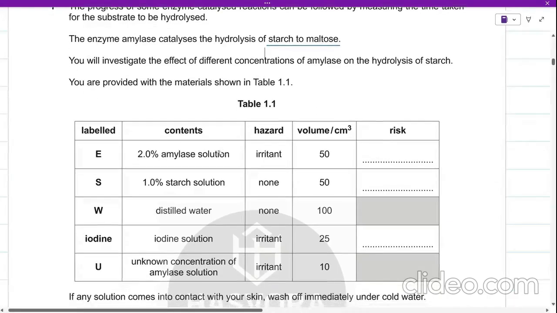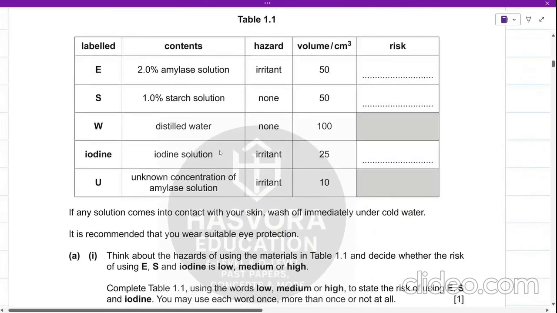So they have shown us the solutions that we are being provided. The E is 2% amylase solution. The hazard that they have shown us is irritant. So we know the risk involved with irritants, I have already shown you in the revision video, that irritants have a medium risk. The S solution, 1% starch solution, has no hazard, and I have also provided the name together with the risk in that video, that the starch solution has a low risk.